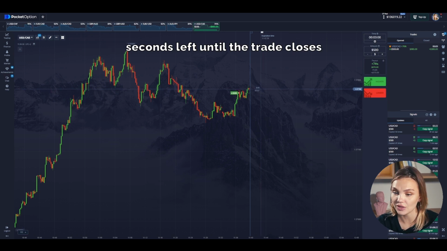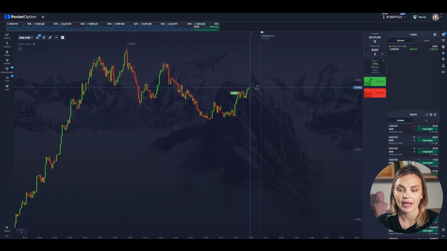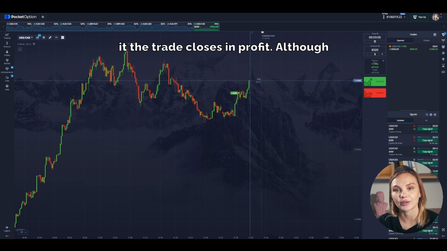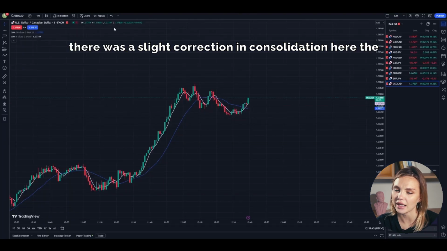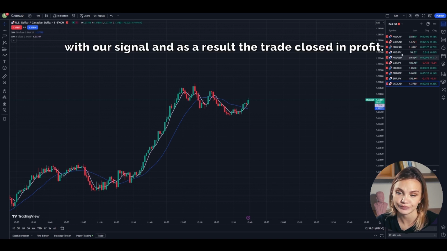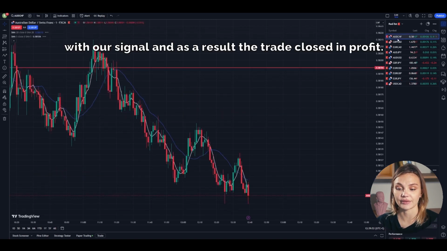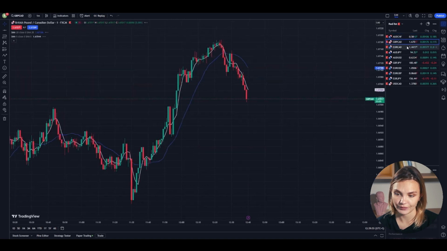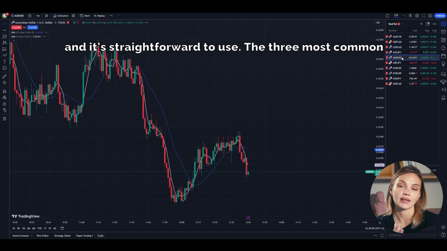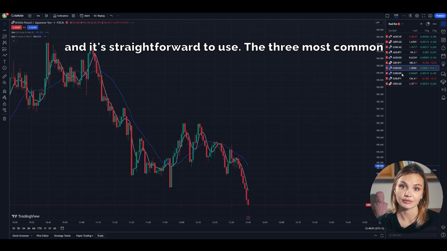By the way, there are a few seconds left until the trade closes, and we're obviously closing in profit. Well, there you have it. The trade closes in profit. Although there was a slight correction and consolidation here, the price ultimately moved up in accordance with our signal, and as a result, the trade closed in profit. As you can see, the strategy works well, and it's straightforward to use.